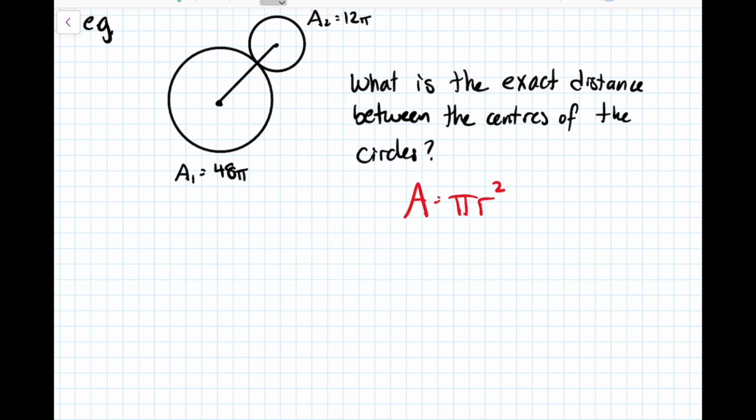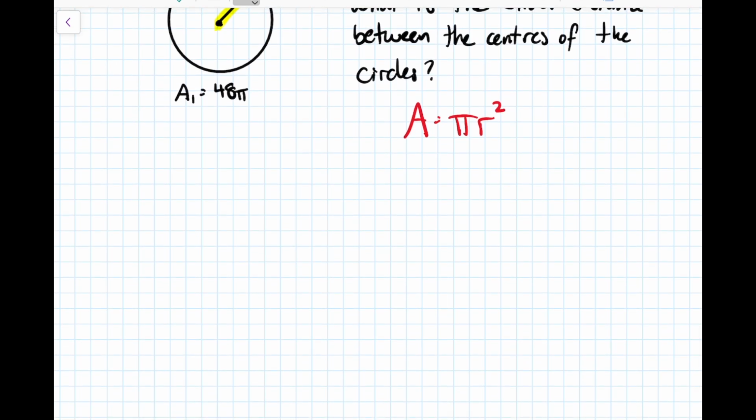Okay, so to answer this question, we need to know this distance and this distance, right? So the 2 lengths inside those circles. So if you don't remember, what those lengths are is your radii, the radius of each of the circles. So we want to find the radius of the bigger circle, radius 1, and the radius of the smaller circle, r2. So for our bigger circle, we've got a1 equals pi r1 squared.